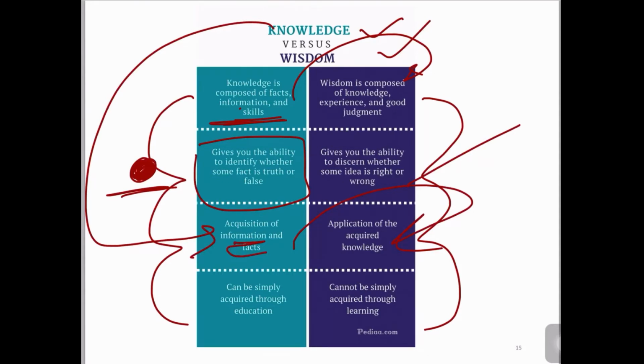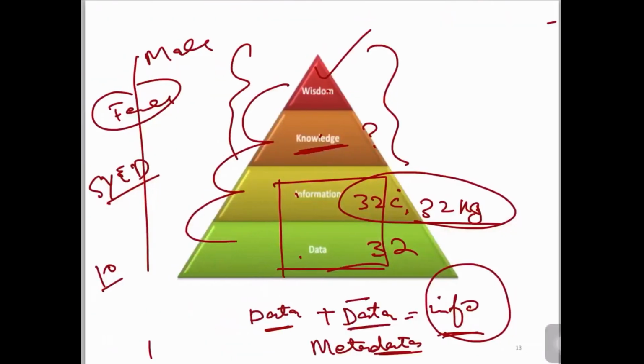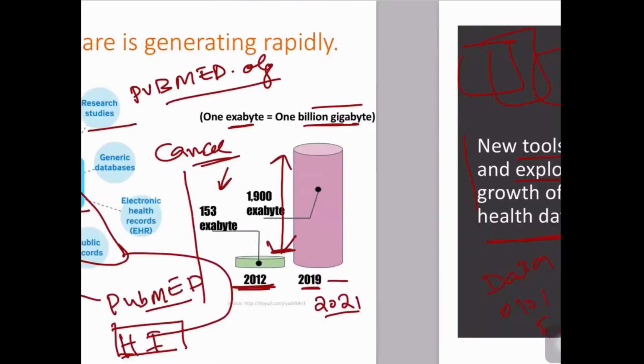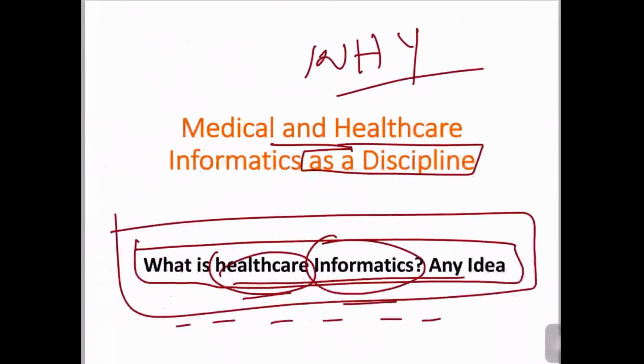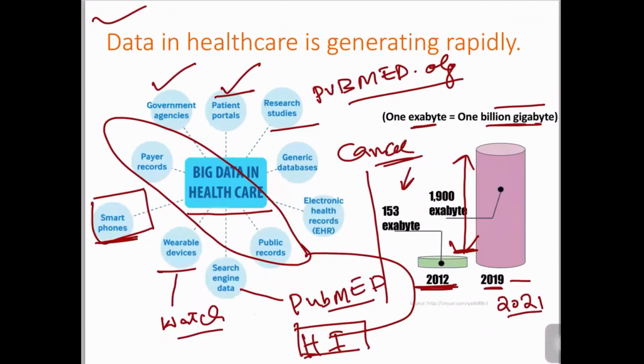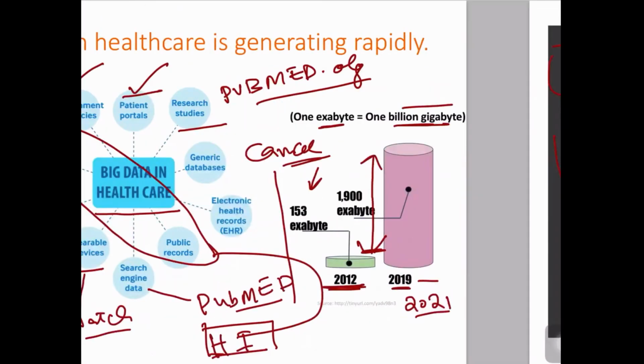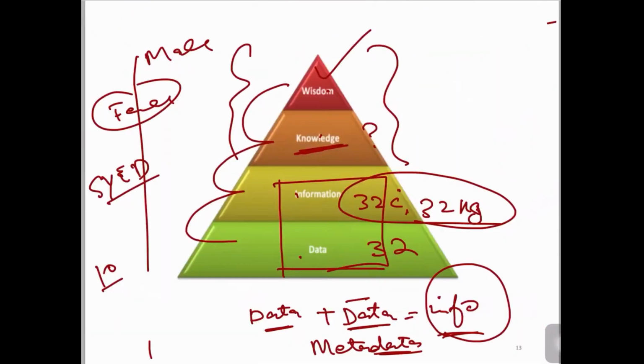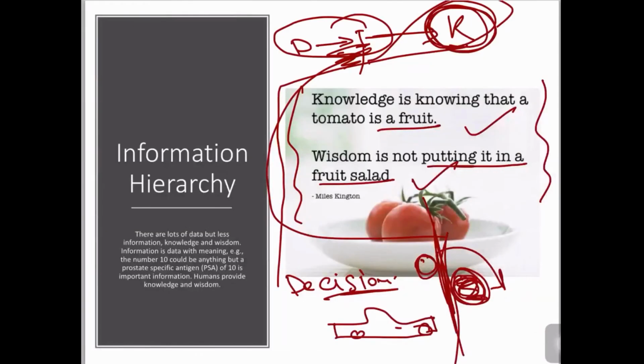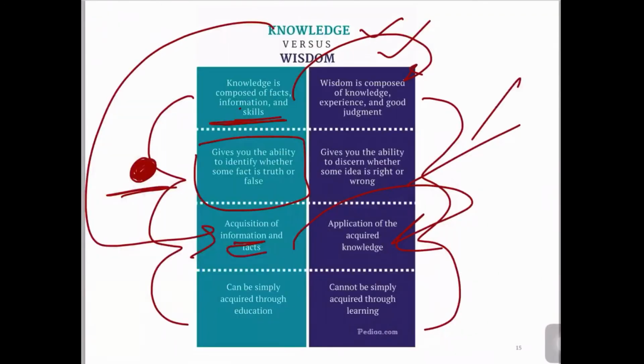So hopefully you have a pretty good idea about data, information, knowledge, and wisdom. Okay, so healthcare informatics as a discipline: a lot of data, new tools, data, information, knowledge, and wisdom. The difference between knowledge and wisdom, and more examples of knowledge and wisdom. Okay.